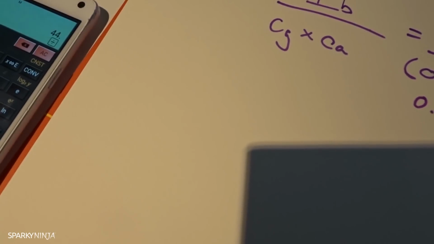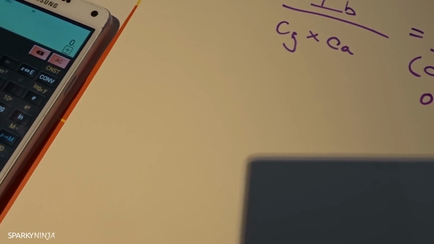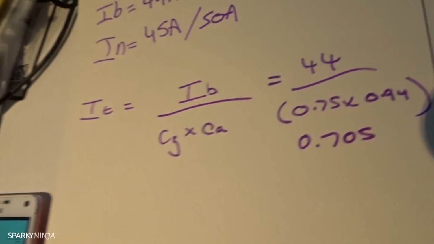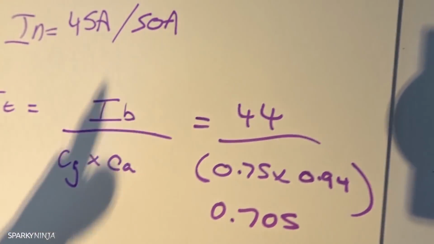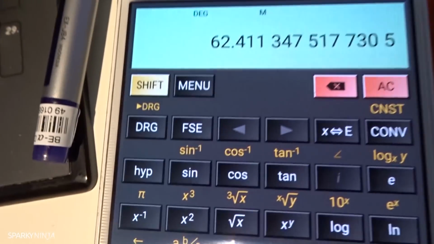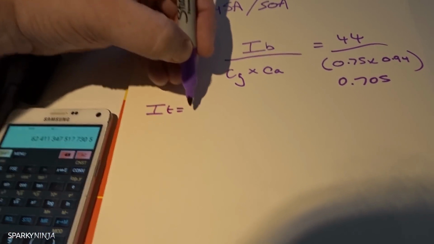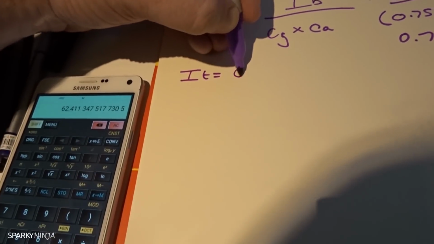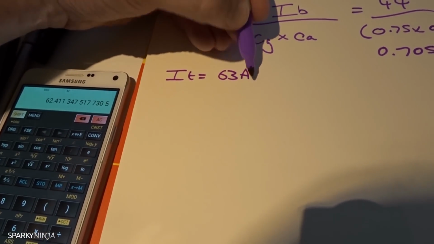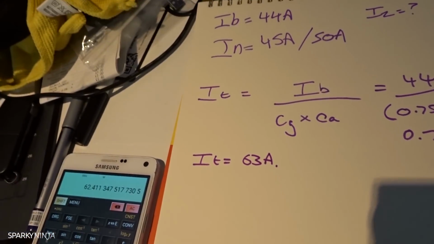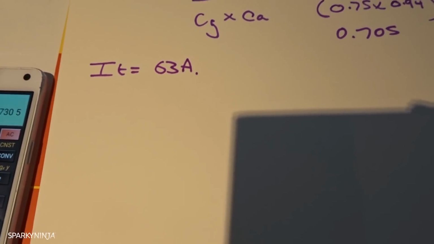So 44 over 0.705. And what we're going to end up with is the 44 going up to a new value. And it's going to be 62.4. So we get IT is equal to 62.4. So let's call it 63 amp. Okay, now it's IT. This is a tabulated value.